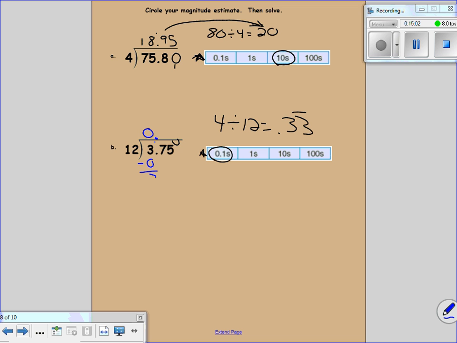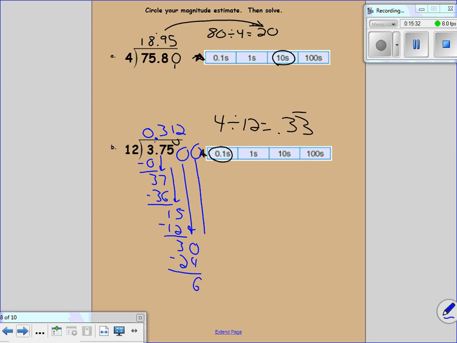I have a 0. Got a 3 coming down. Here's my 7. 12 goes into 37 3 times because I know 3 times 12 is 36. Go ahead and subtract. Got a 1. Bring it down to 15. 12 goes into 15 1 time. 12 times 1 is 12. I have a 3. Bring it down to 0. 12 goes into 30 twice. 12 times 2 is 24. Have a 6. Bringing down the 0.